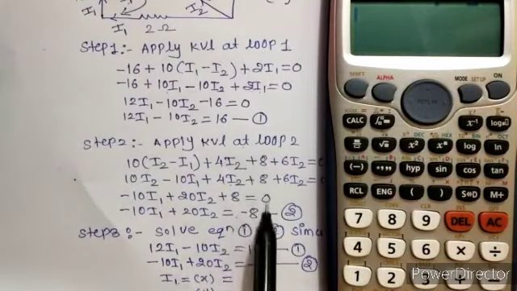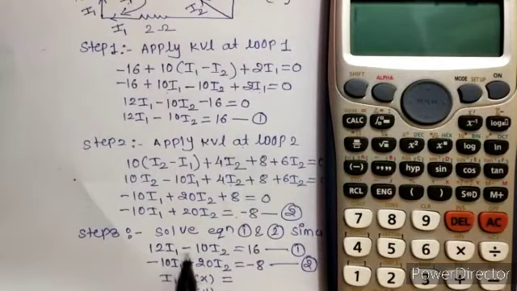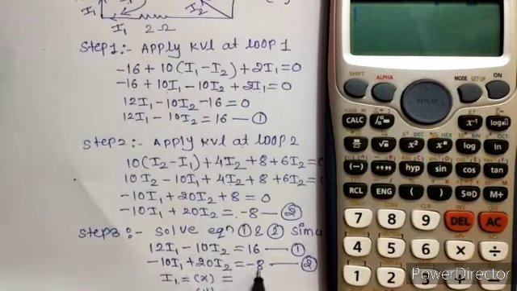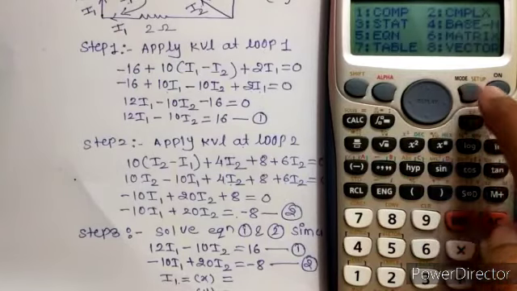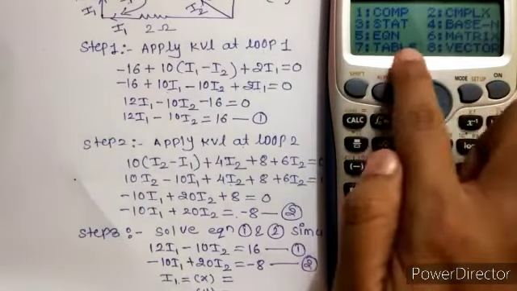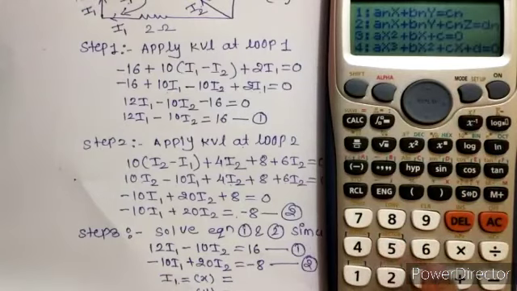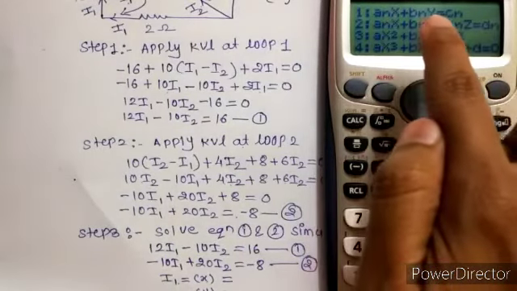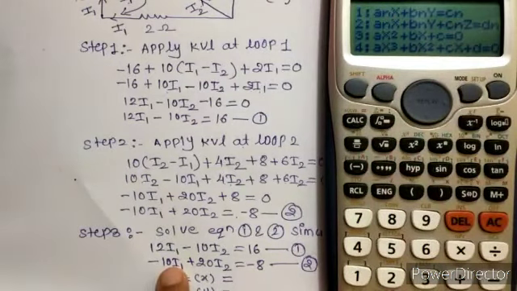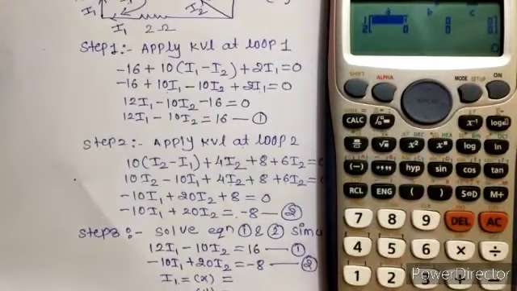Write equation 1 and equation 2 here. Our first equation is 12 I1 minus 10 I2 is equal to 16, and the second equation is minus 10 I1 plus 20 I2 is equal to minus 8. Put these values in the calculator and we get the values of I1 and I2. Go to the mode setup, in which we can see that equation is number 5, so press 5, in which there are lots of options, but we have to choose the first one because in our equation there are 2 unknown variables and 1 constant. So press 1.